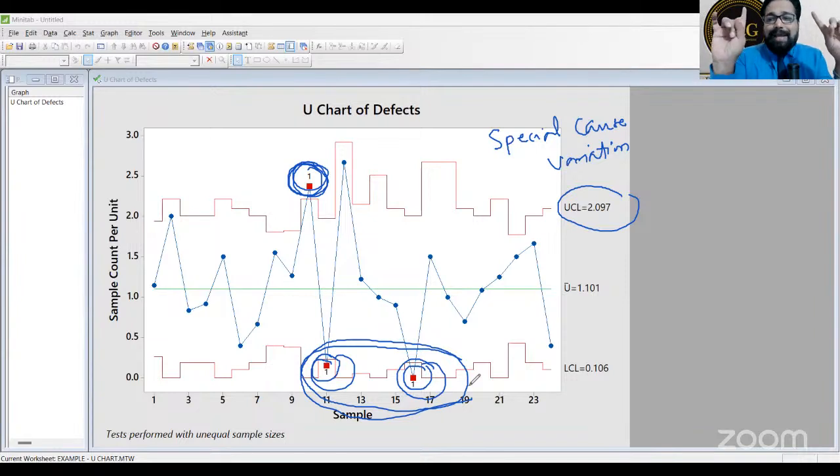Okay, anybody has doubt in this? The point which I discussed: if it is below the lower control limit, don't take any action. Any doubt in this point? Just let me ask this. Clear?